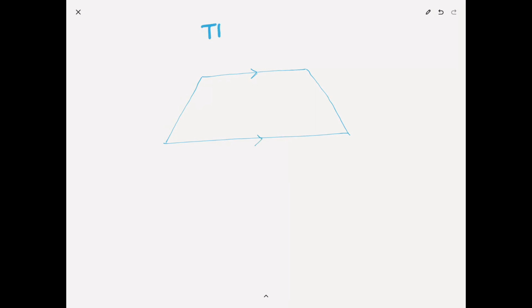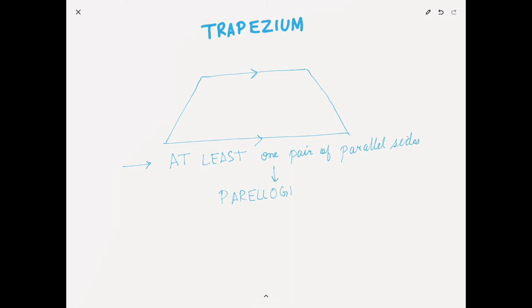Last we are left with the trapezium. The trapezium is a quadrilateral with at least one pair of parallel sides. So in that respect, the parallelogram is also a special kind of trapezium because the parallelogram has two pairs of parallel sides, but the trapezium has to have at least one pair. That means the parallelogram is also a special kind of trapezium. And that's all we know about trapeziums.